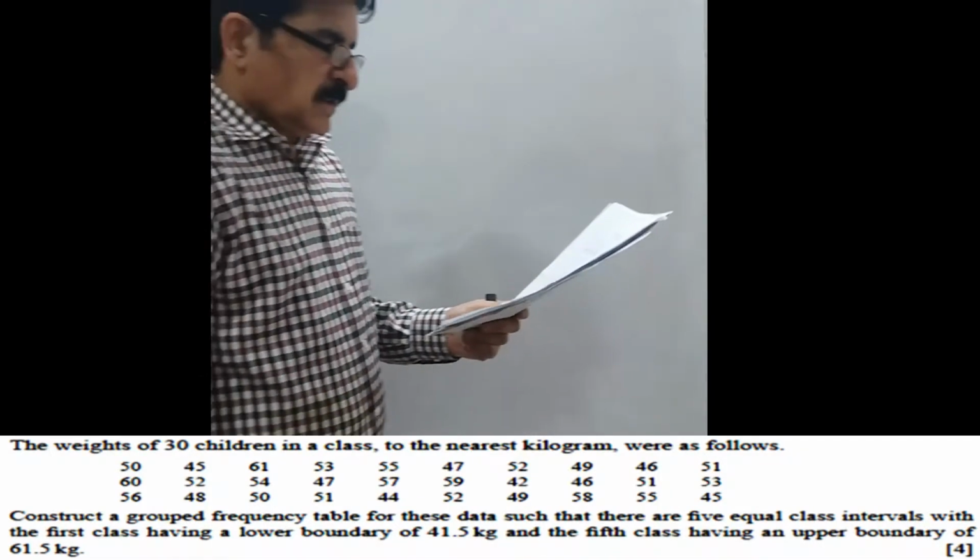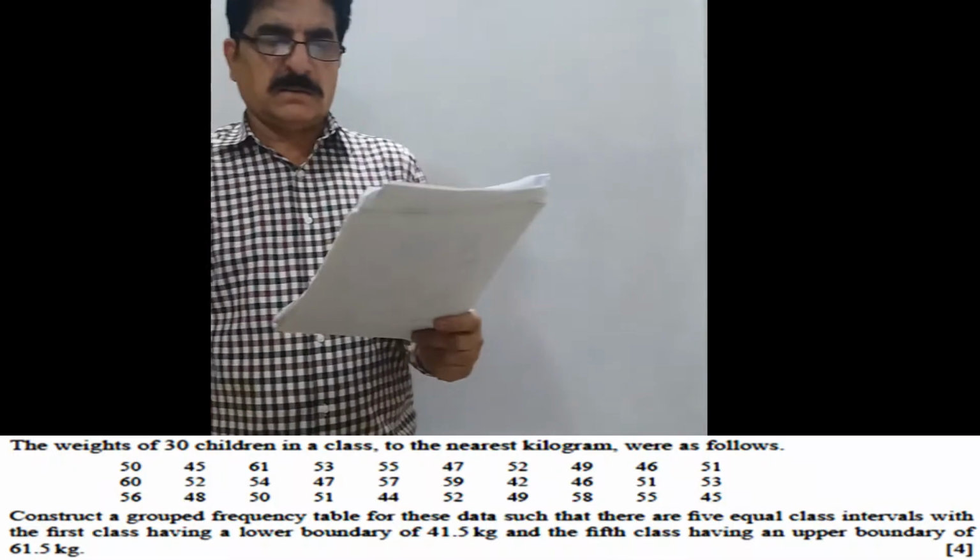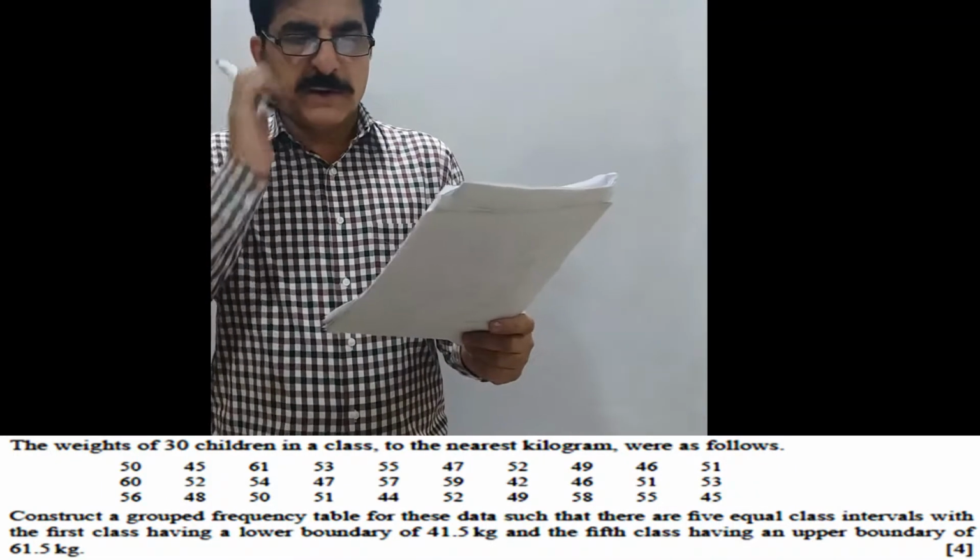Series on statistics, paper 5, A-level mathematics 9709. Today we will discuss mainly mean, median, mode and histogram.